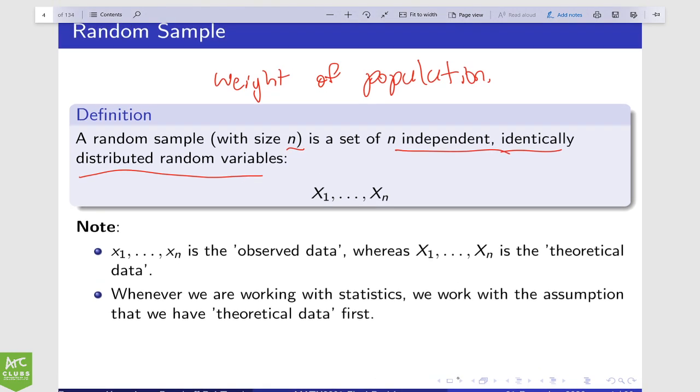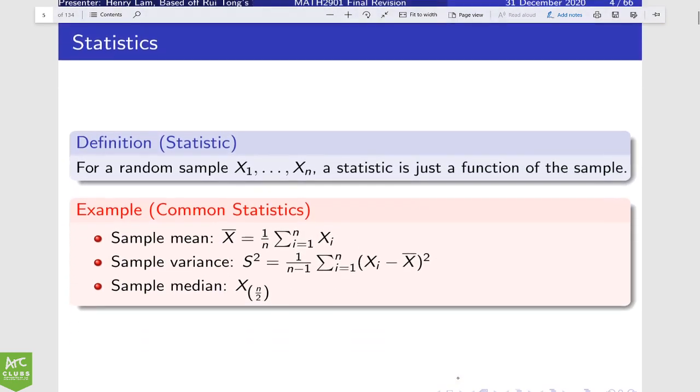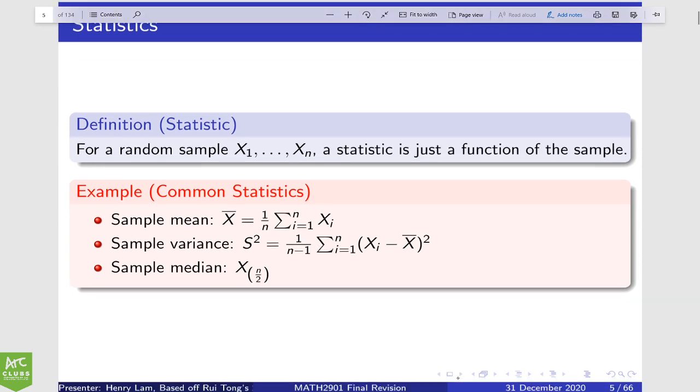Lowercase again is observed data, and uppercase means it's random. Whenever we work with statistics, we assume we have random data essentially. Because realistically speaking, we have the data that we collect, like 50, 25, and so forth, so actual numbers. But when we build up our models and estimators, we assume it's all theoretical, so it's more general in nature. So we have this term called statistics.